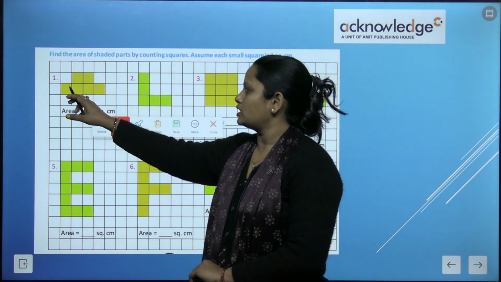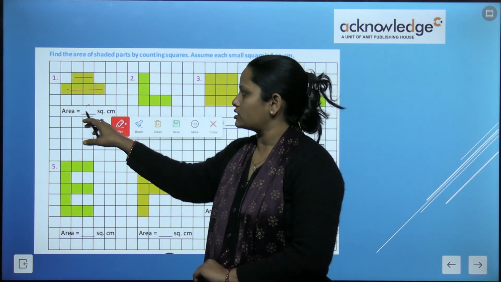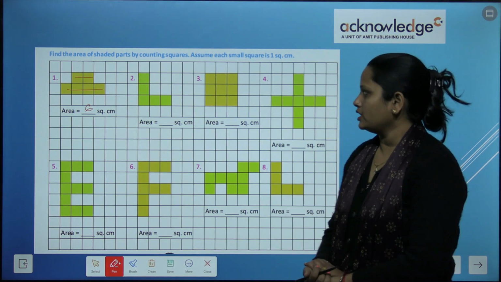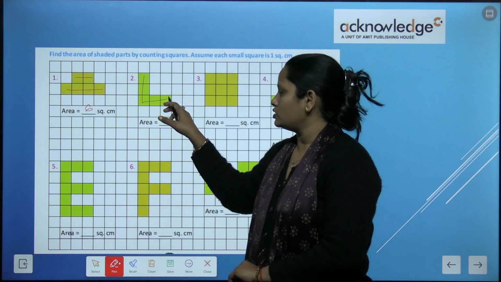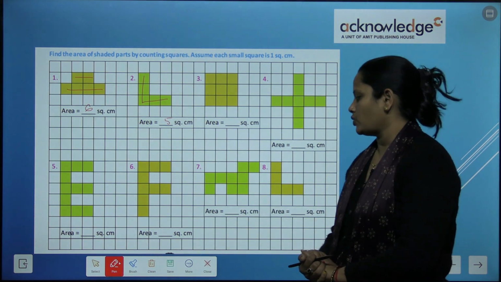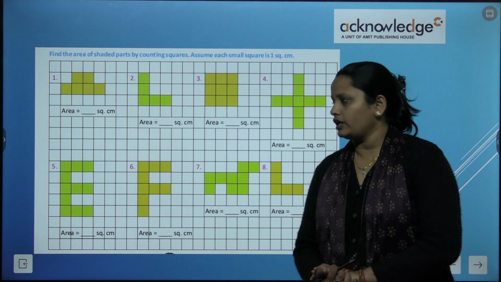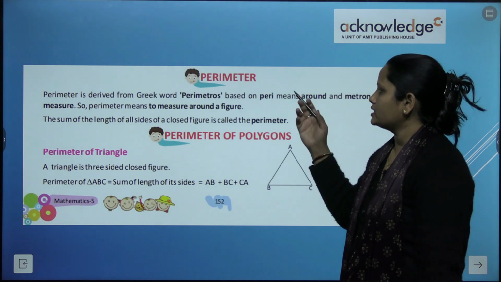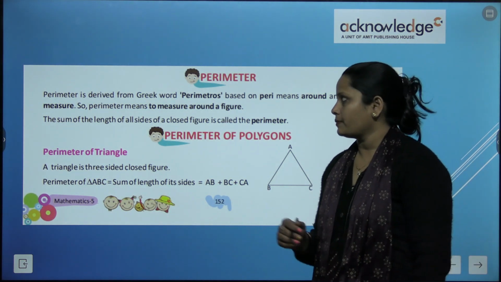So how many squares are there? 4 and 2, 6. 6 centimeter square. Similarly, 3 and 2, 5 centimeter square. So similarly, I have to find the area of the rest of the squares that are given here. Now let's learn what is a perimeter.